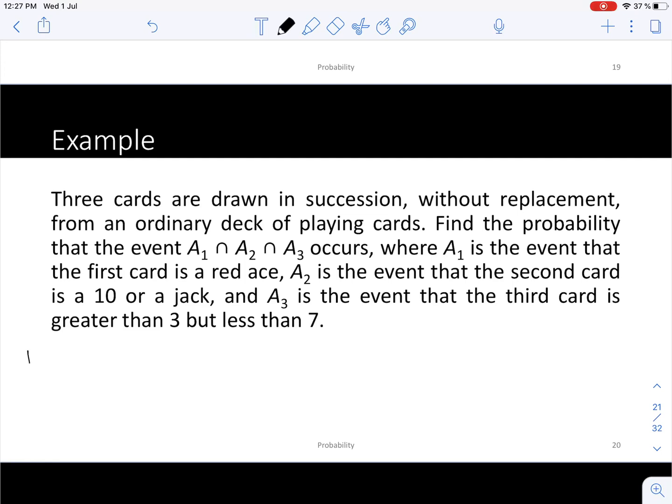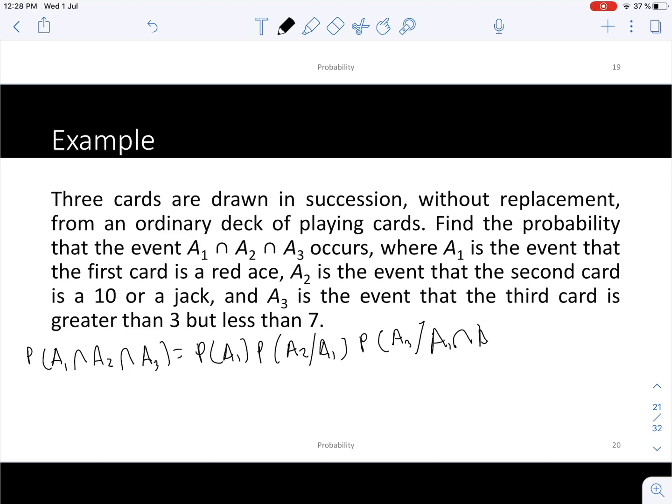Okay, so we're being asked to compute the probability of A1 intersection A2 intersection A3. So according to the multiplicative rule, this is equal to the probability of the occurrence of the first event, A1, times the probability of the occurrence of the second one given that the first one has occurred, times the probability that the third one, A3, occurs given that the intersection of the previous two events has occurred. So that's A1 intersection A2.